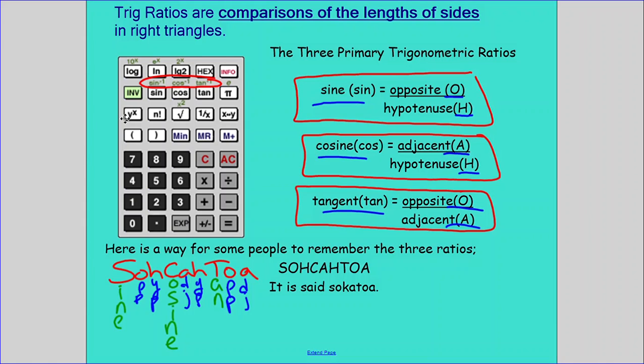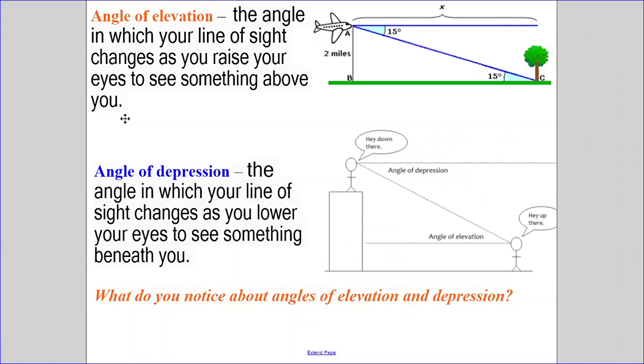So SOHCAHTOA is going to be really important, and the big exception is that it has to be a right triangle. That's the only way SOHCAHTOA works. Next, we have angles of elevation and angles of depression. Try not to let them confuse you too much.